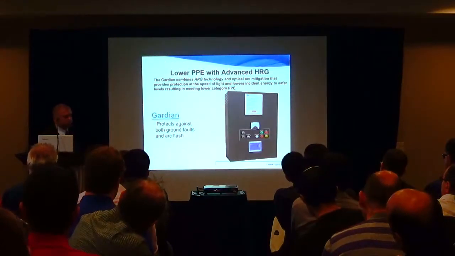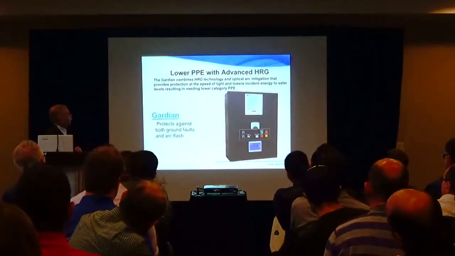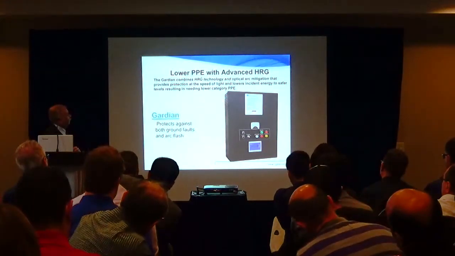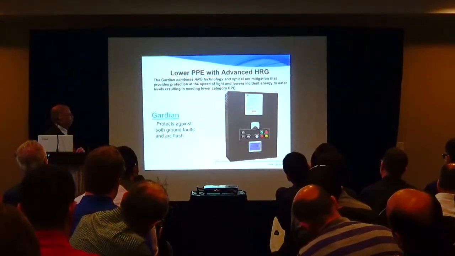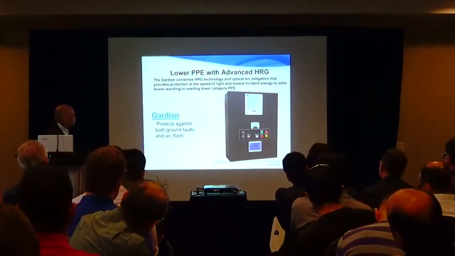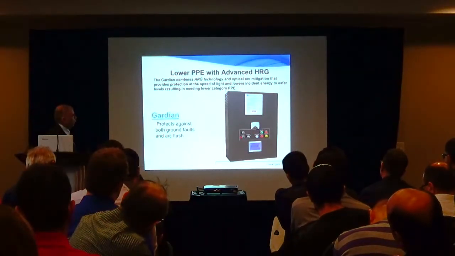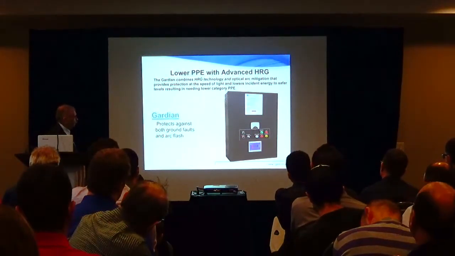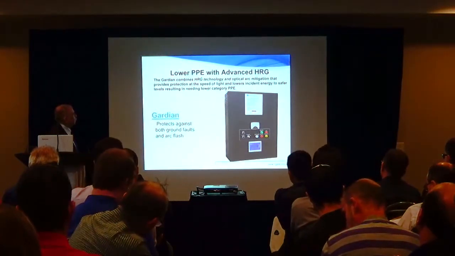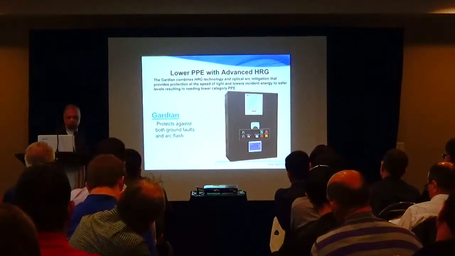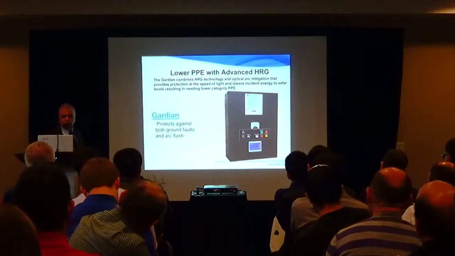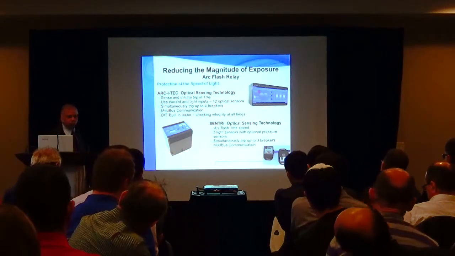So we have this black box now that we have put together called Guardian. It contains the arc detection relay as well. So all the same alarm and trip indications are here, pulsing and so on, plus arc flash. So we have a version of the Guardian to give you arc flash protection integrated.